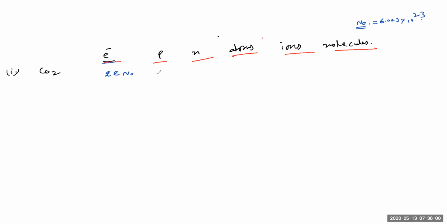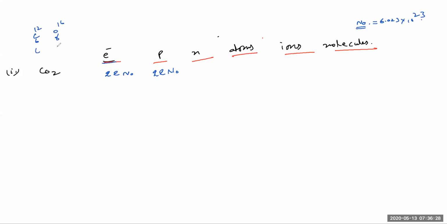Yeah, next come to protons. Protons are also equal to atomic number, right? So it is also 22 into Avogadro number, 22 moles of protons. Come to the neutrons. What is the neutron? Carbon 6, 12. Oxygen 8, 16. Number of neutrons means atomic mass minus atomic number. So that is the number of neutrons here 6.